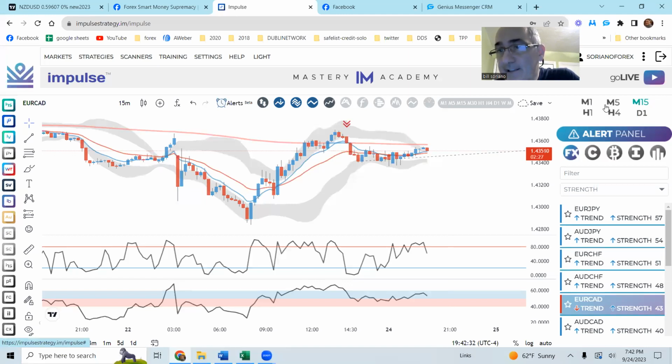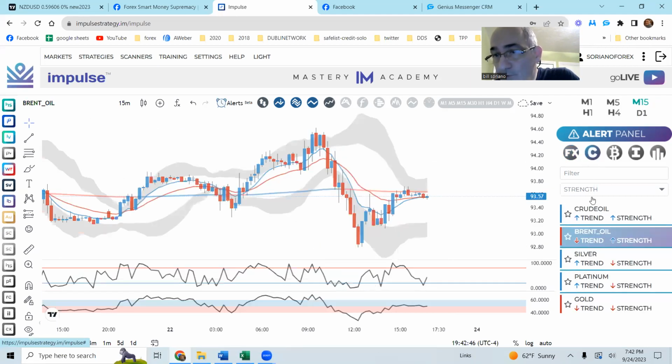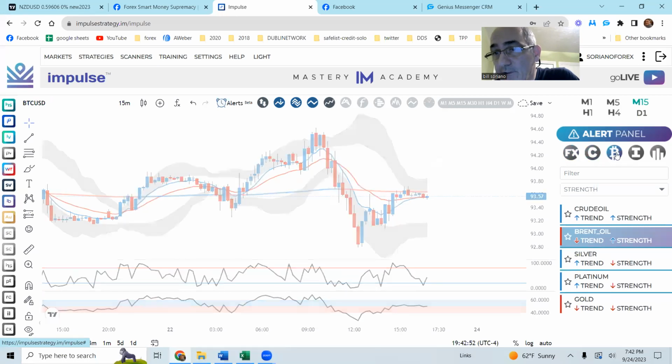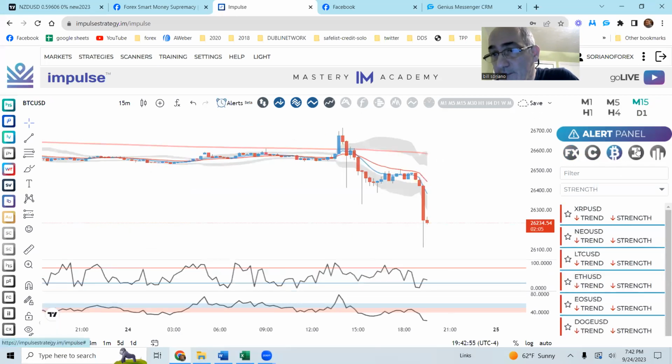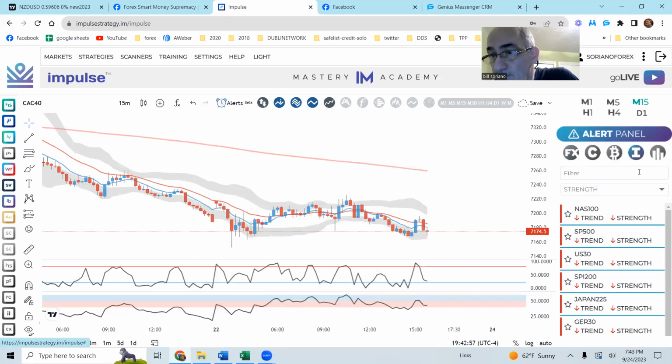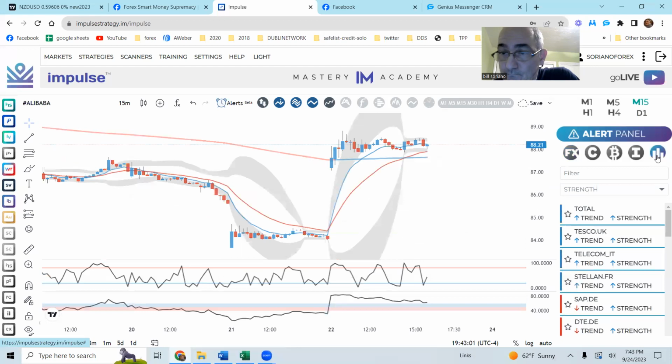The 1 minute, the 5 minute, the 15, the 1 hour, the 4 hour, or the daily, right? And these pairs will change as you select different time frames. You can select just the Forex pairs as I have here, or you can select the oil or silver or platinum or gold, the metals. You can do Bitcoin and the other coins if you want to. You can do the indices here, or you can do these as well.